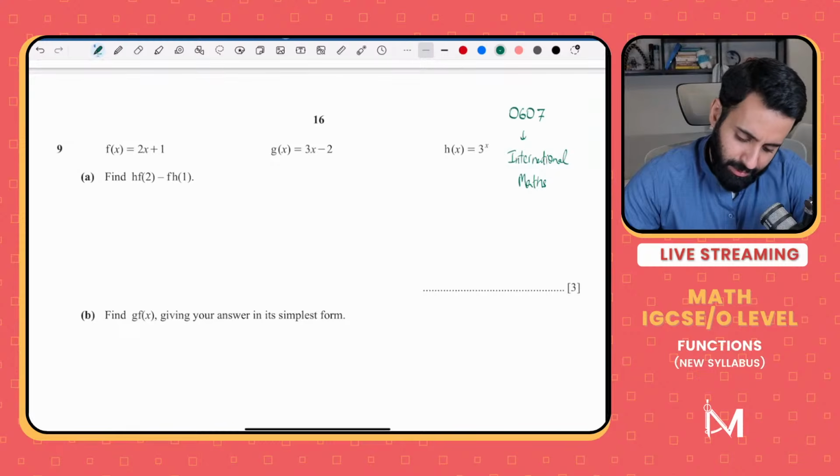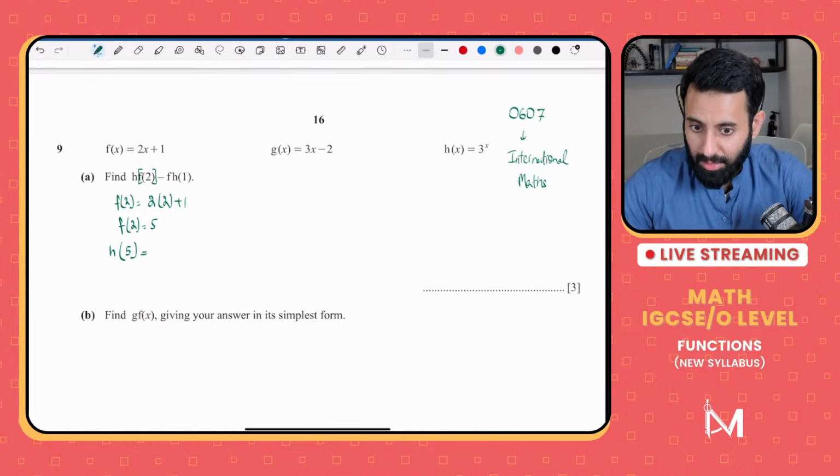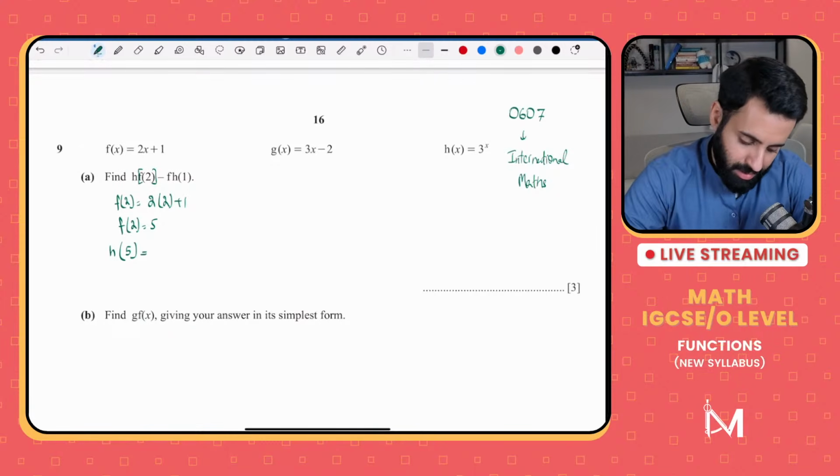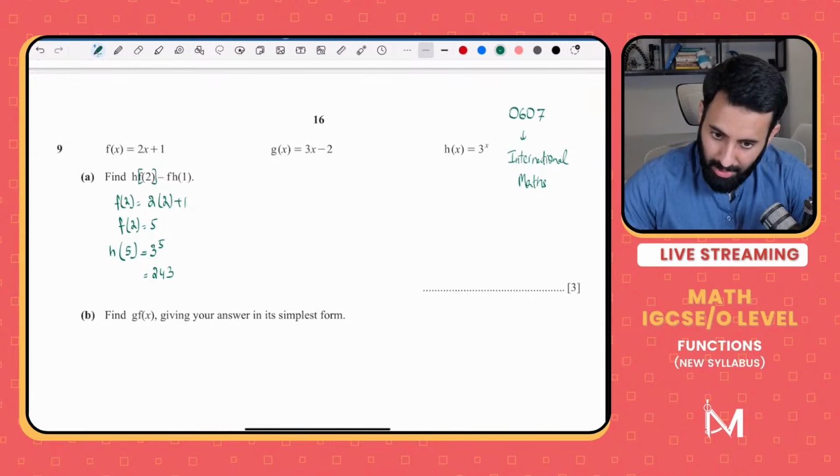Now, let's work this out. First, let's evaluate f of 2. So f of 2 is 2 times 2 plus 1, which means f of 2 is 5. Now, instead of f of 2, we can replace that with 5. So h of 5 is equal to, I think you were right. Sorry, I said that's not the correct answer. You were right. It is actually correct. I didn't see h of x. So h of 5 is equal to 3 raised to the power of 5, which is equal to 243. My bad, you're right.